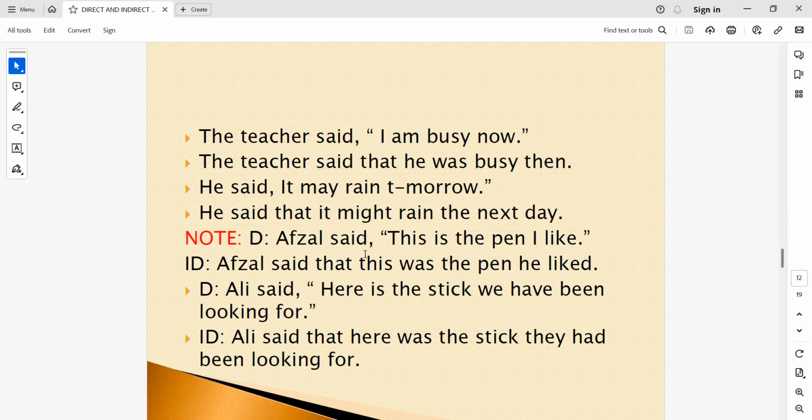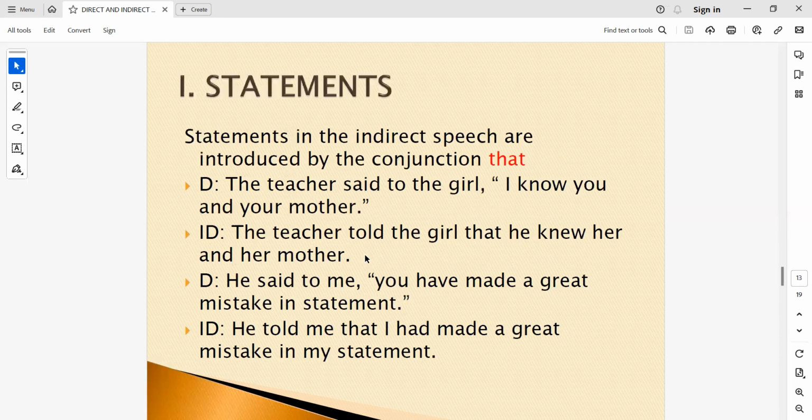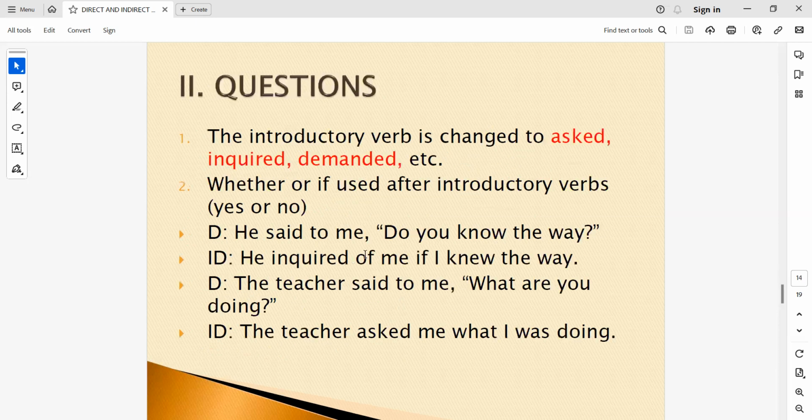Ali said, here is the stick we have been looking for. Ali said, that is pointing to the stick in hand, right? Ali said that here was the stick they had been looking for. Now, statements in the indirect speech are generally introduced by the conjunction that. The teacher said to the girl, I know you and your mother. The teacher told the girl that he knew her and her mother. So some more examples are given for your better understanding.